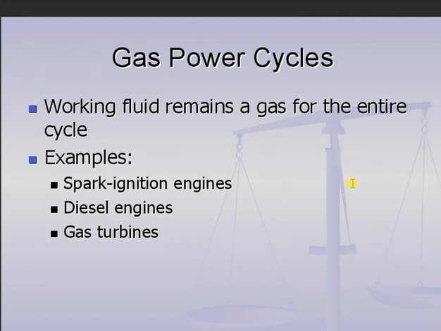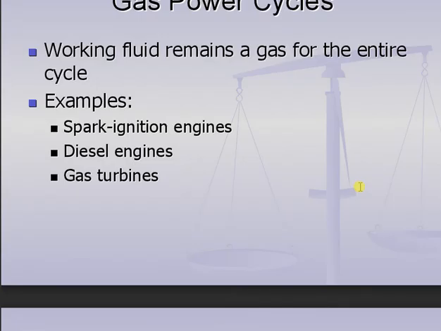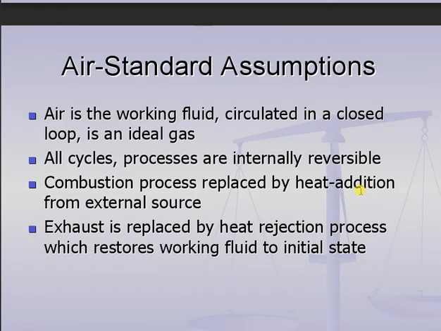Okay, we come back to the topic we are going to discuss in the class: gas power cycles. I already discussed why we call it a gas power cycle. The working fluid remains a gas for the entire cycle. Examples are spark ignition engines, which work on Otto cycles, diesel engines, in which compression ignition takes place, and gas turbines, which depend on Brayton cycles. We are going to discuss Brayton cycles in depth.